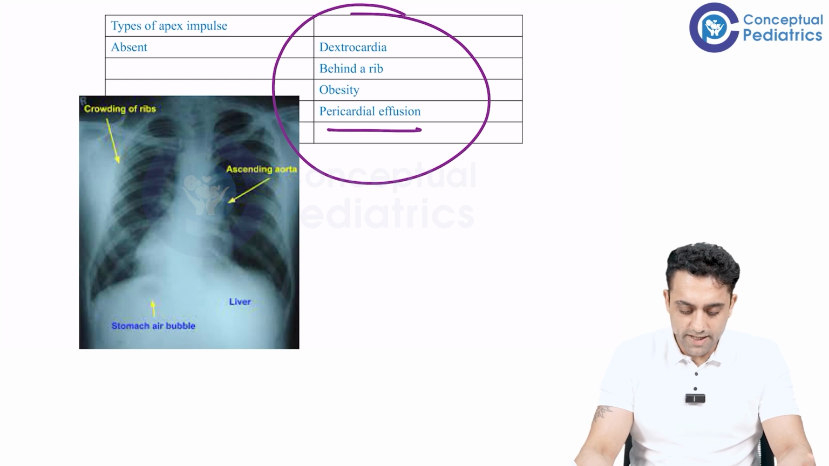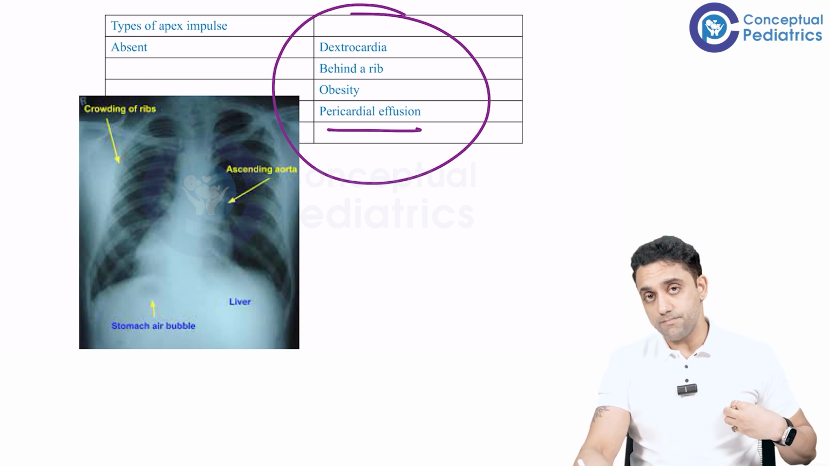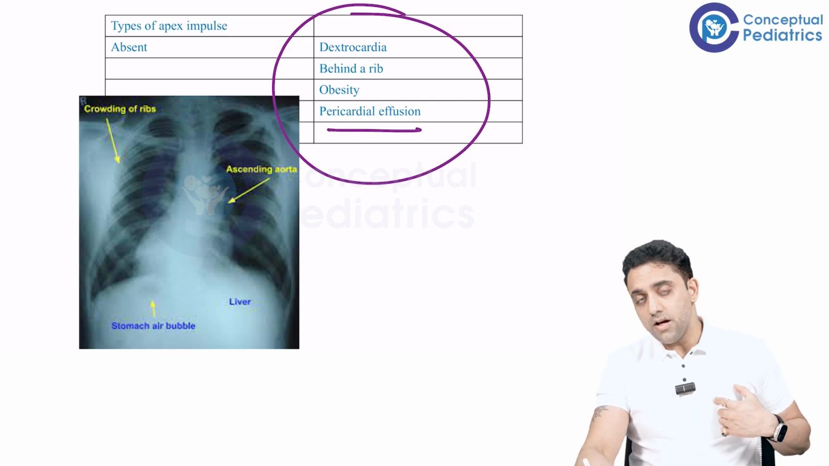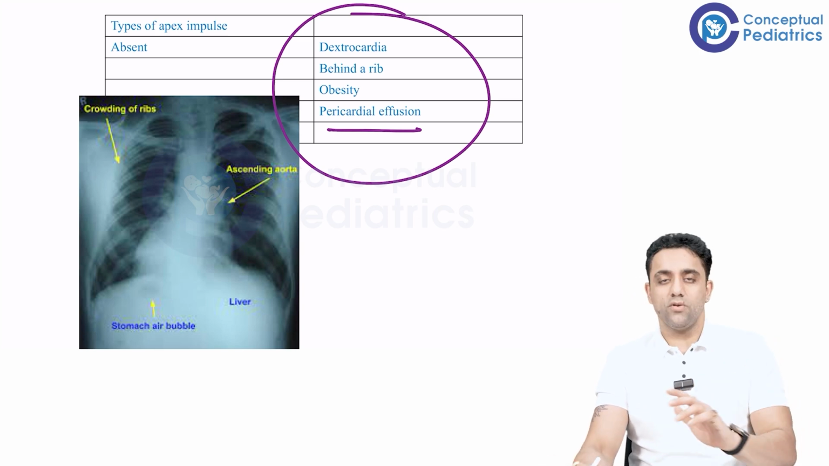Okay, I'll repeat again. What are the types of apical impulse? If the apical impulse is absent, number one, either it is behind the rib. Number two, the patient is obese. Number three, pericardial effusion. Number four is dextrocardia.